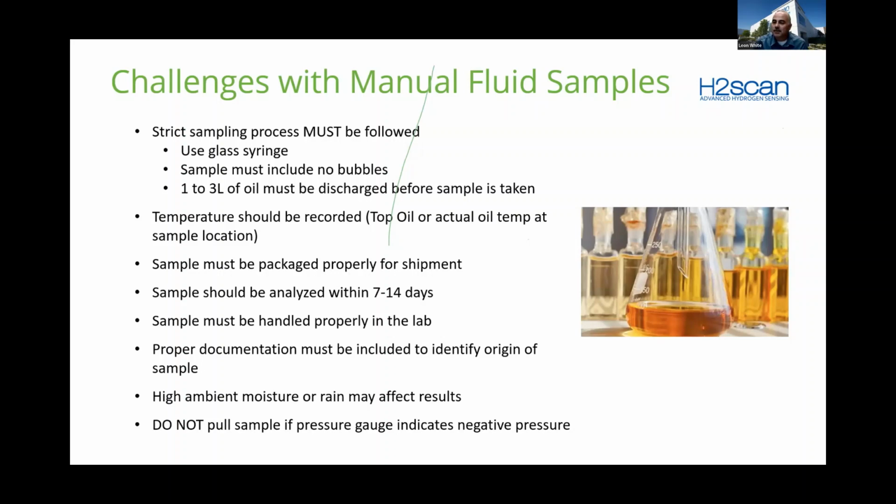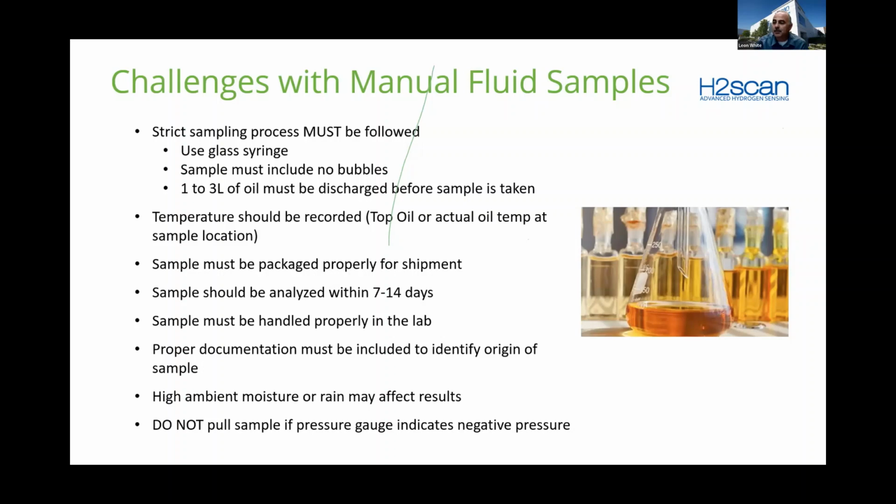There are strict sampling processes that must be followed to get a good oil sample. Dumping some oil into a can and screwing a lid on, or into a jar, and sending it to a lab isn't going to provide the best results. It's best to use a glass syringe and make sure there are no bubbles in the valve being used to take the sample. You typically want to discharge 1 to 3 liters of oil before the sample is taken to ensure you're getting a representative sample of the oil that's in the main tank.